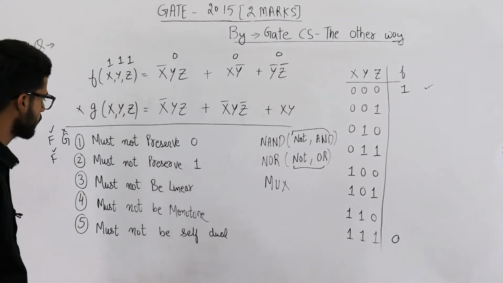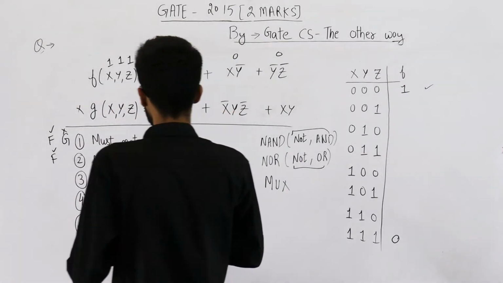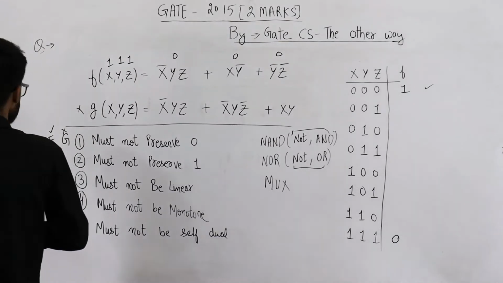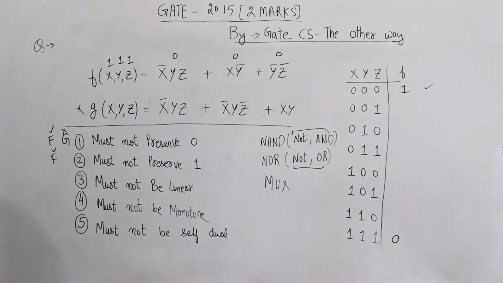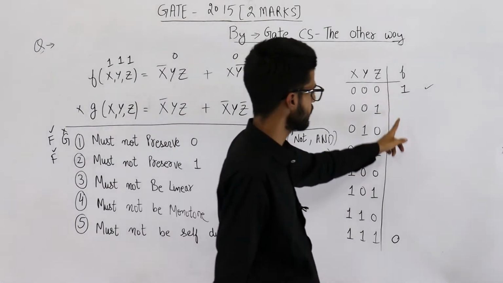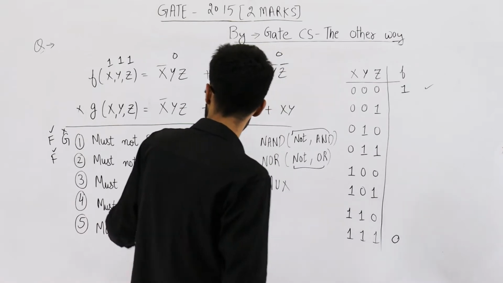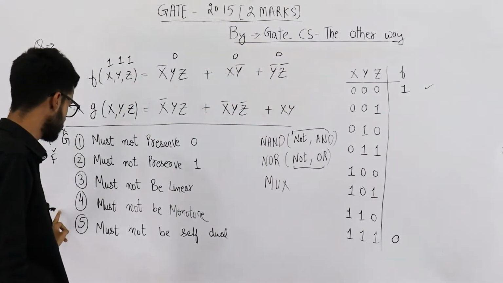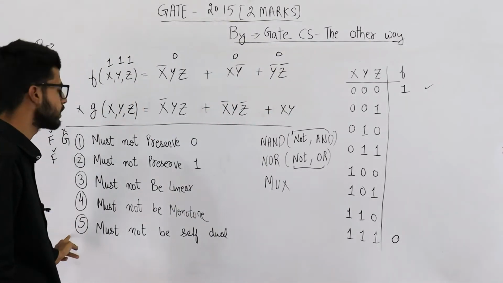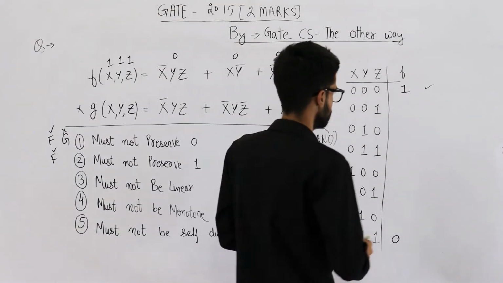Third property says it must not be linear. What is the meaning of a linear function? Now first point is you need to have the entire truth table for checking if the function is linear or not. Rather, for all these three properties, you need to know the truth table. So let us fill the truth table first. I'll do it for you.